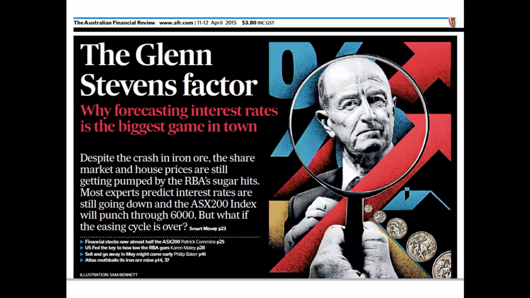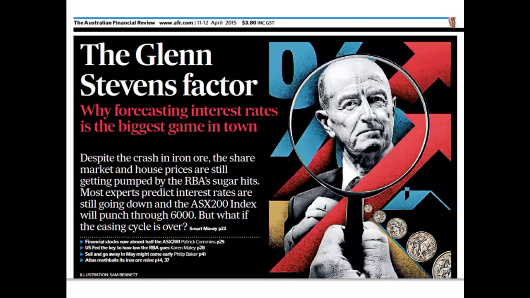So you can put this into practice right now. Why forecasting interest rates is the biggest game in town. Tomorrow, the Reserve Bank of Australia will decide whether or not it's going to change its interest rate. It's got a choice between leaving it unchanged, increasing it, or decreasing it. So if you're a betting person, and you think you can forecast, this is your chance to make some money, or lose some money.